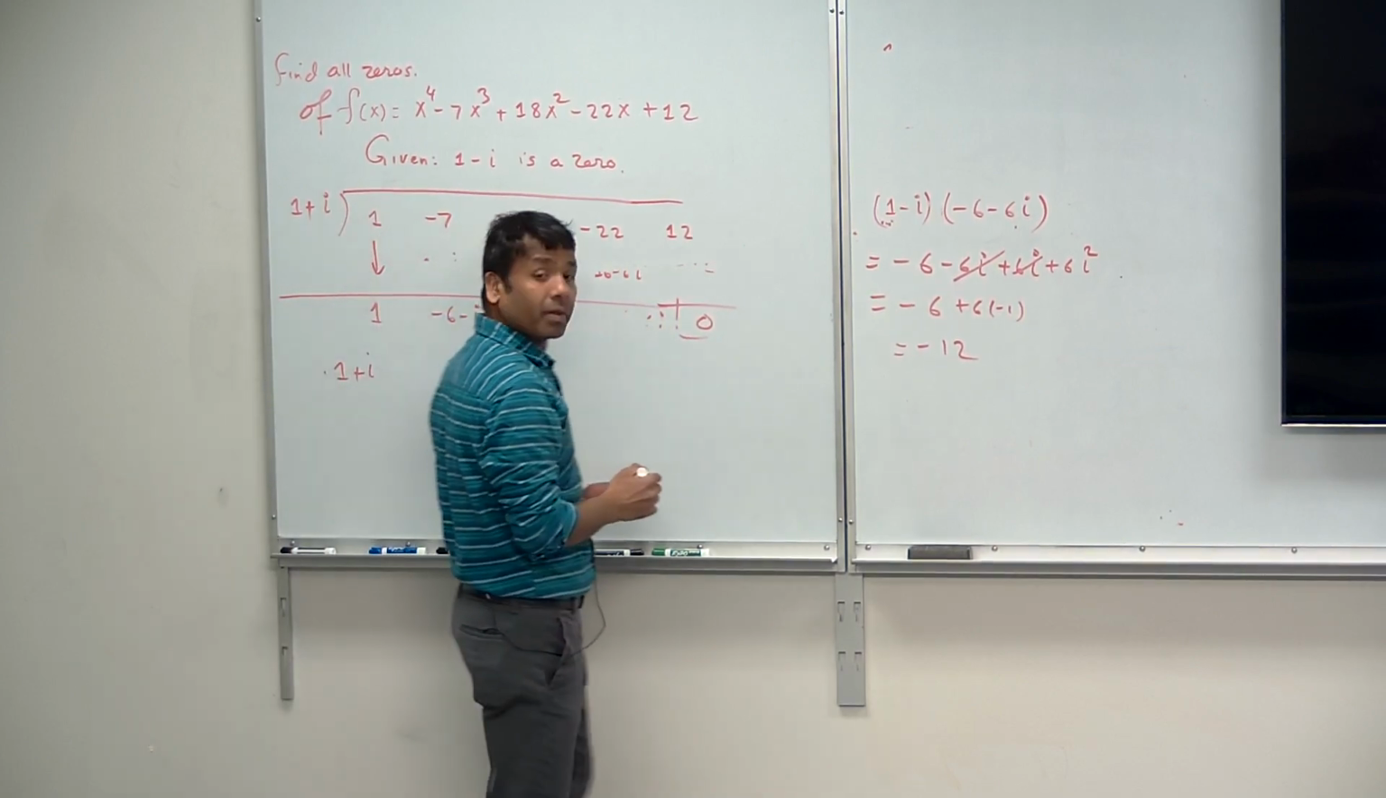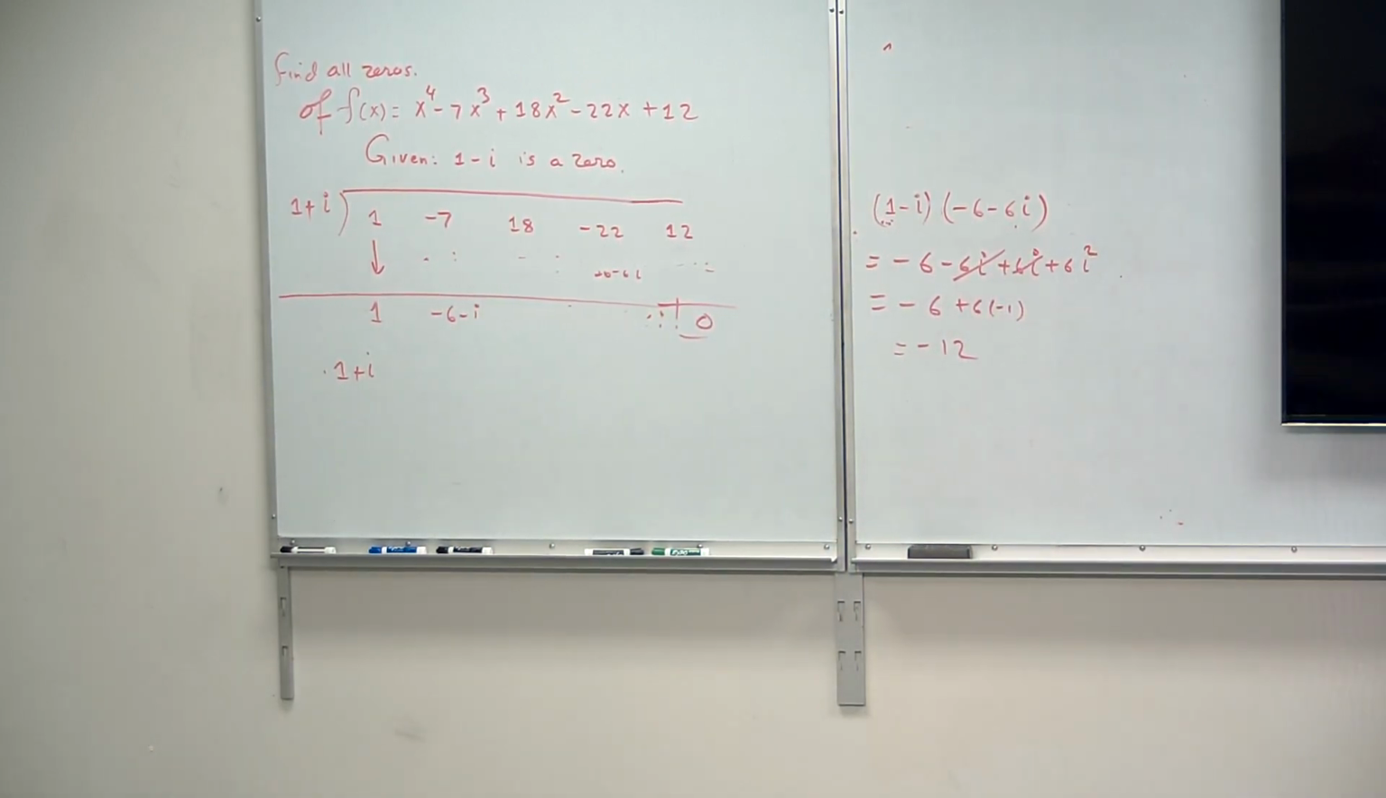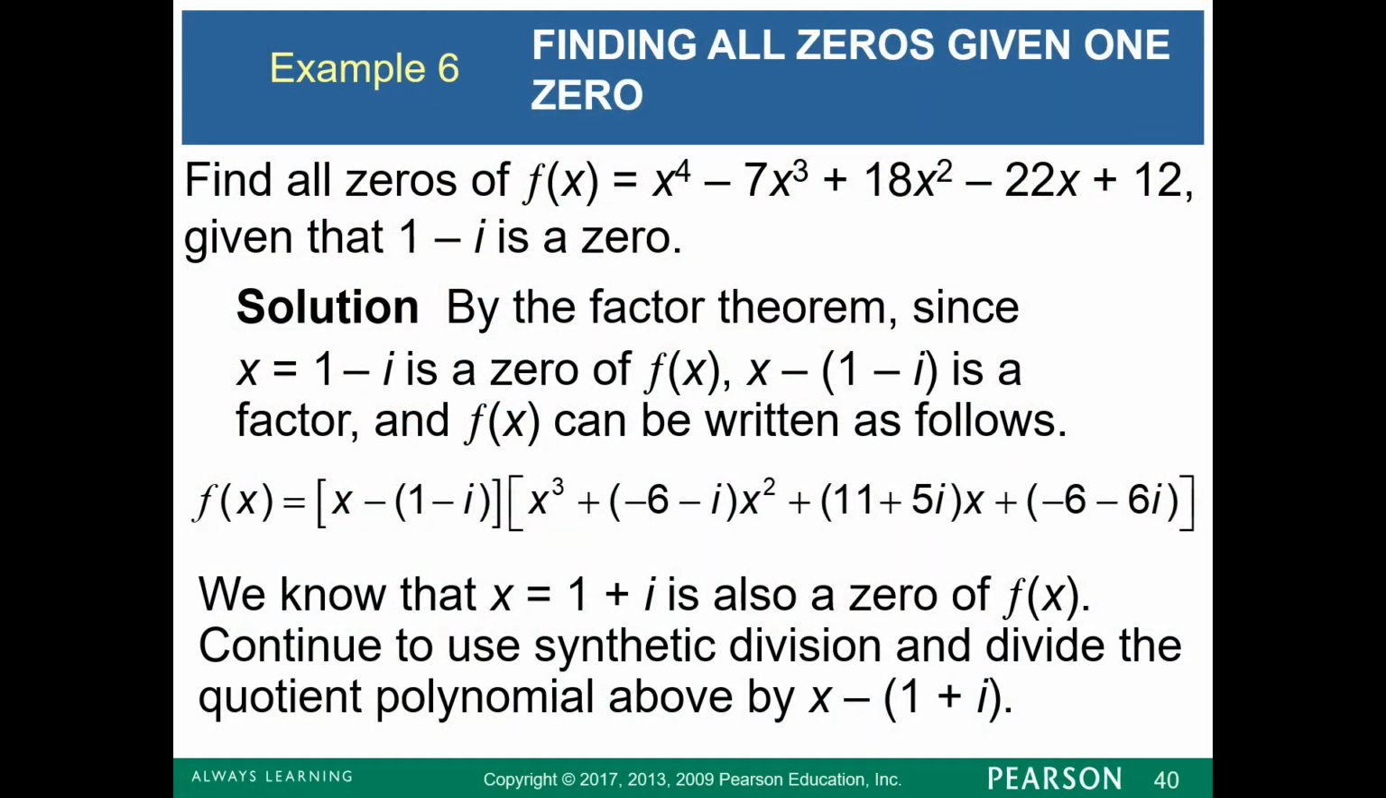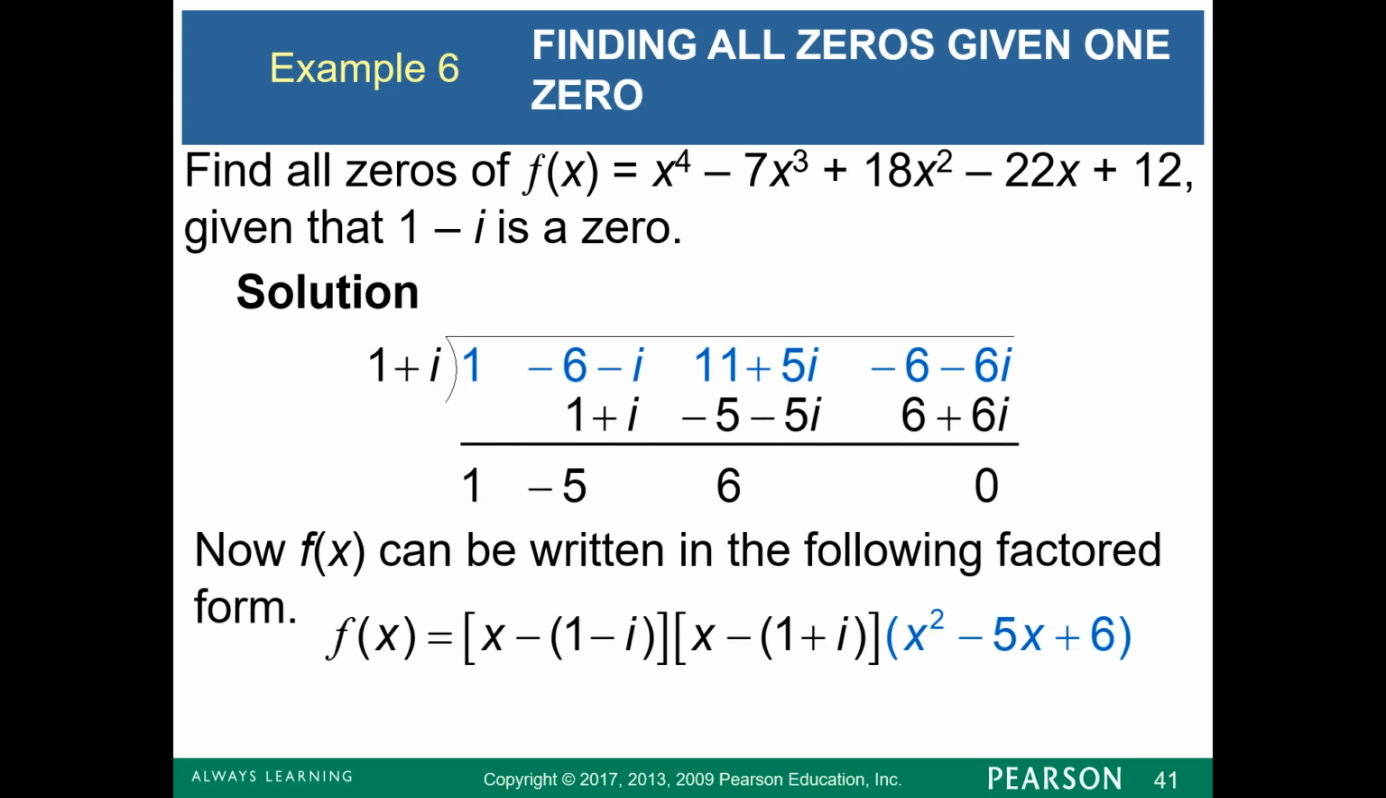Is that right? I want to show you, look at the slides, okay? I want to show you here. You see that? Right? And use synthetic division again, you will get a zero. Right? And then you factor x squared minus 5x plus 6.